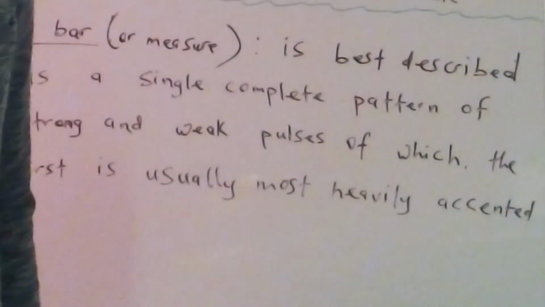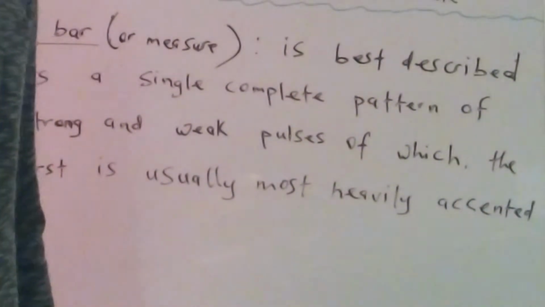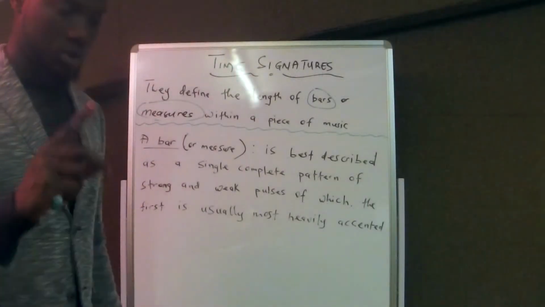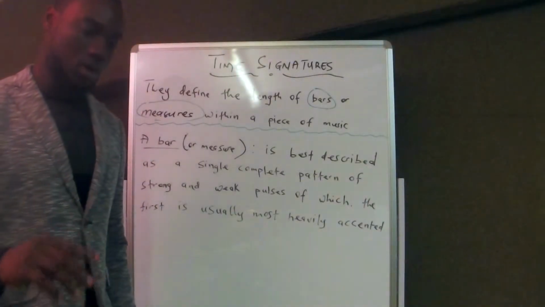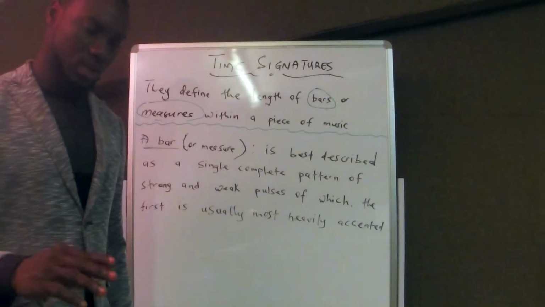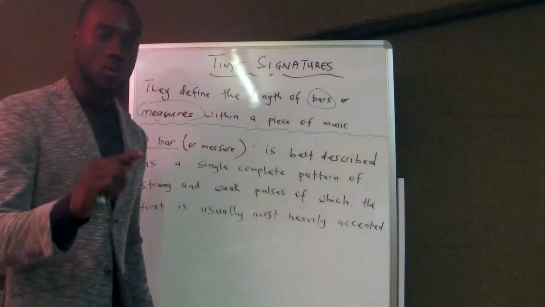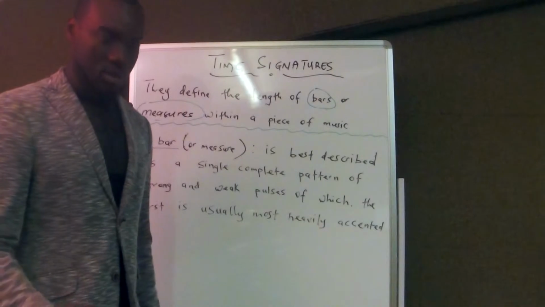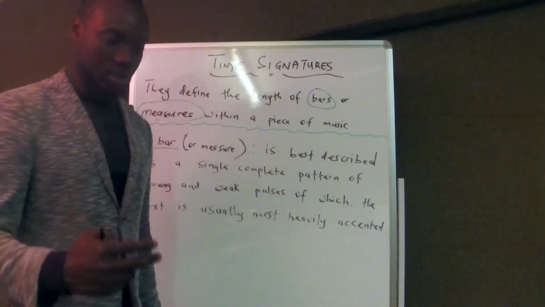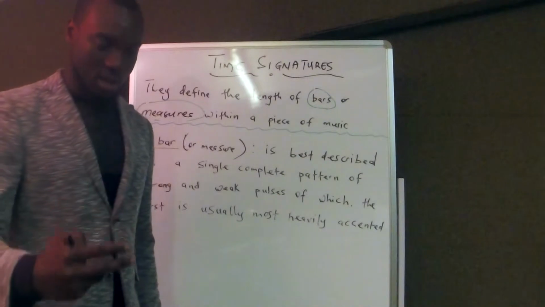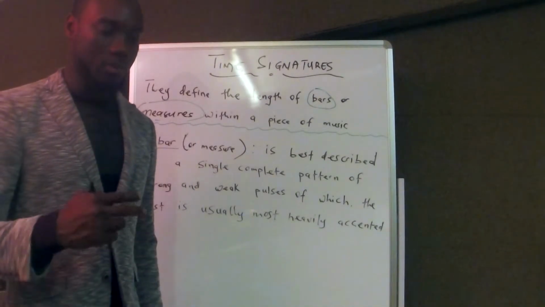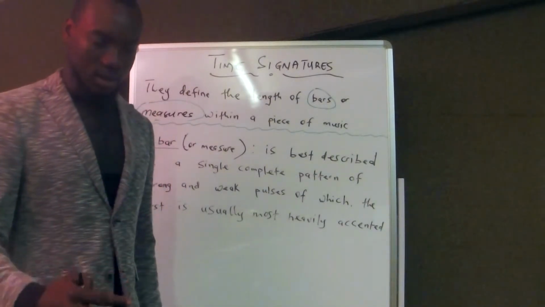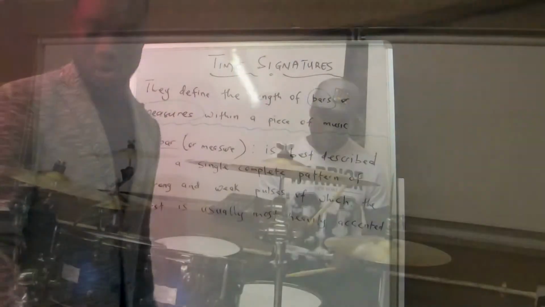Now I've got a click set up here to demonstrate to you what a bar is. So 1, 2, 3, 4. 1, 2, 3, 4. Now anytime I say 1, that's the beginning of a new bar. As you can hear, within a piece of music this keeps repeating, but at least you have to know every time a new bar is starting. 1, 2, 3, 4.